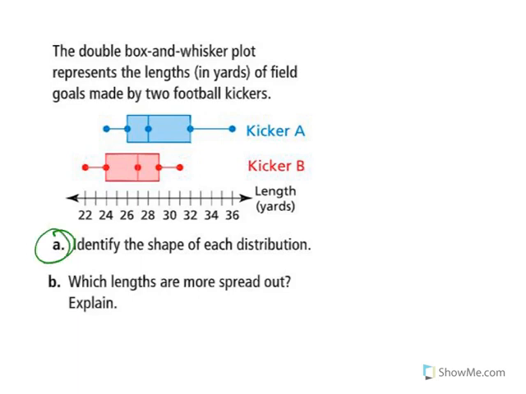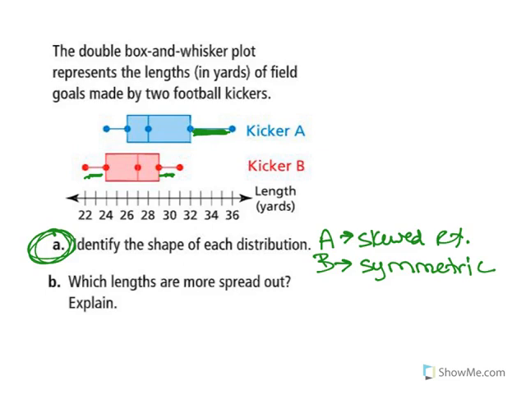Okay, so identify the shape of each distribution. So A looks like it has a longer whisker on the right, so it's skewed right. B, on the other hand, those whiskers look about even, right? So that means it's symmetric. And then, kind of what we just said, which kicker's lengths are more spread out? Well, pretty much kicker A on the right side, so above Q3 for kicker A would be the most spread out.